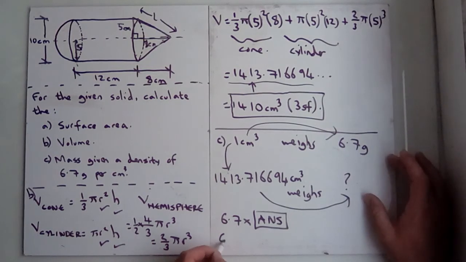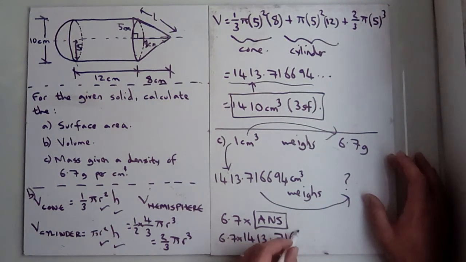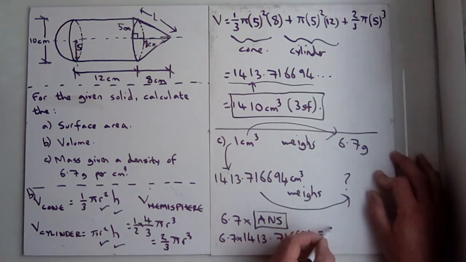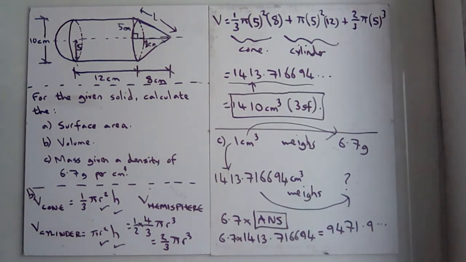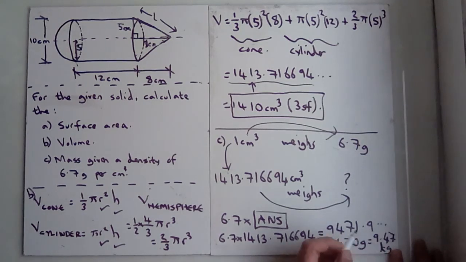But what I'm going to do instead, I'm going to do 6.7 times 1413.716694. If you do that, you should get 9471.9-ish, and so on. Right, so that is equals 3 significant figures, so 9470 grams, or I suppose you could call it 9.47 kilograms.